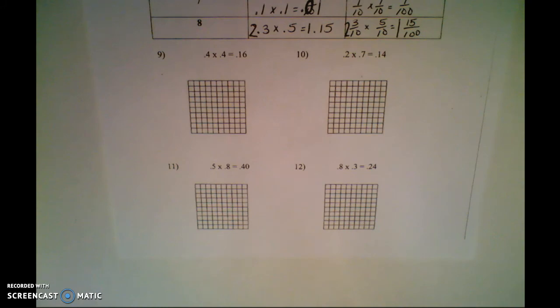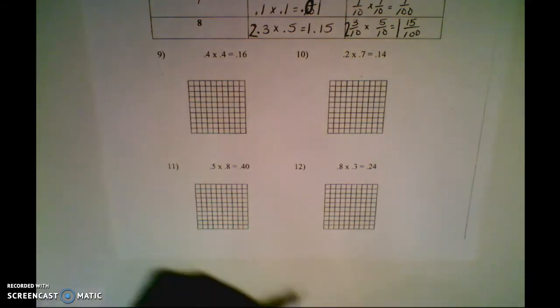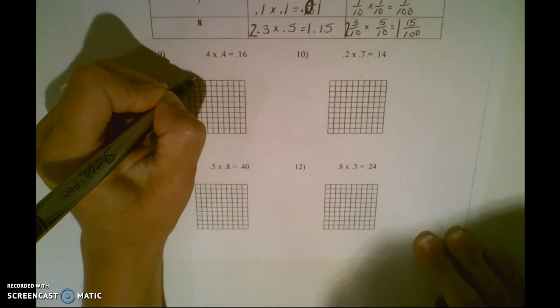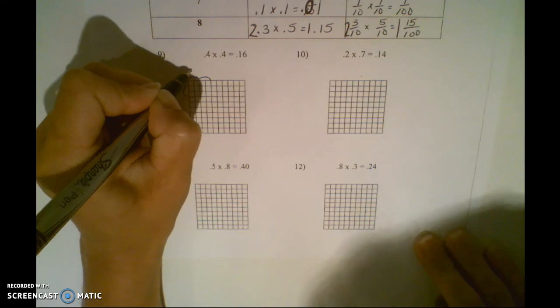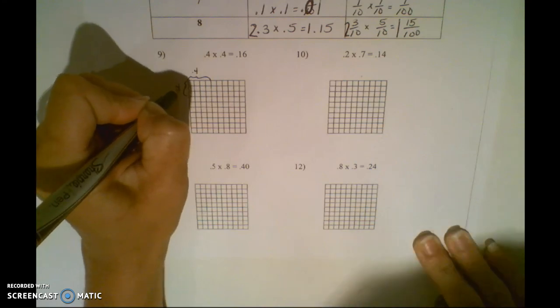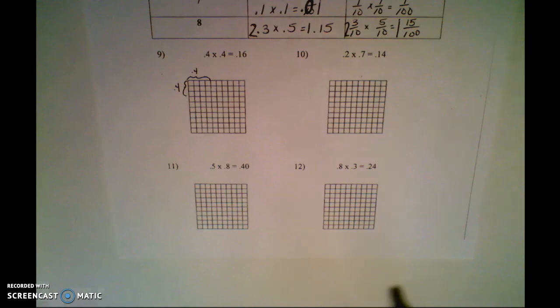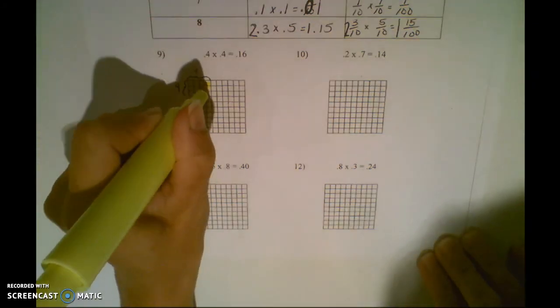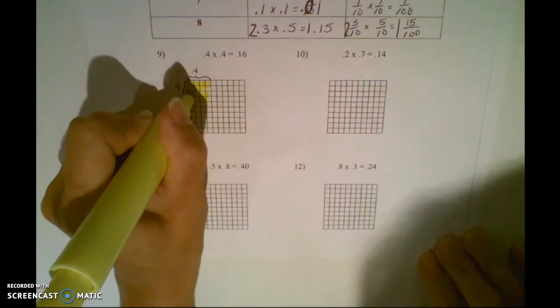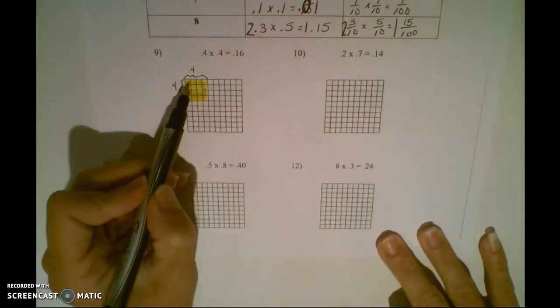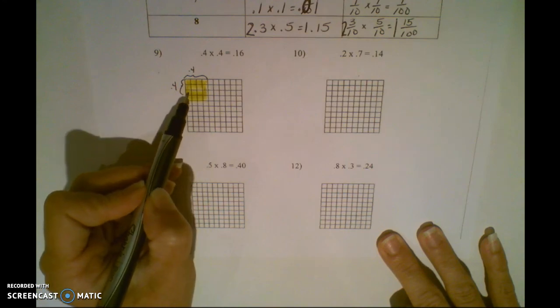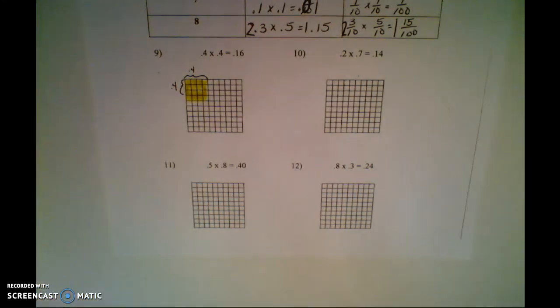4/10 times 4/10 equals 16/100ths. So that means going across, I need to shade in 4 rows and 4 columns. Okay, so here would be 4/10 times 4/10, which is, if I were to count up all my squares, and that's a great way to check, I should have 16 out of my 100 squares that are shaded in. So here I've got 1, 2, 3, 4, 5, 6, 7, 8, 9, 10, 11, 12, 13, 14, 15, 16.